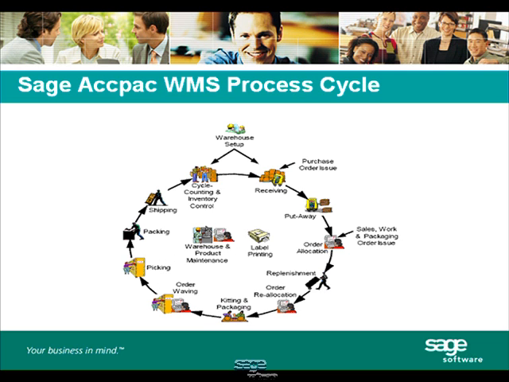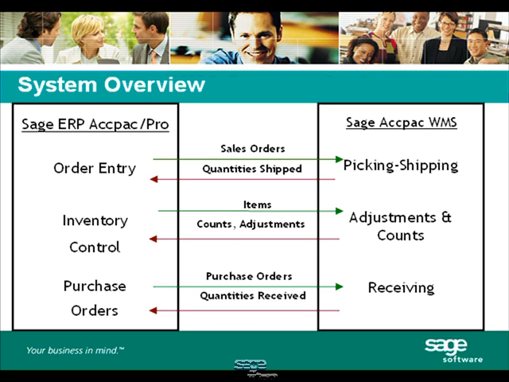Orders created in Sage ACPAC or Sage Pro are received or picked using Sage ACPAC WMS's wireless handheld system. The quantities received or shipped are then uploaded back to Sage ACPAC or Pro ERP. WMS also gets inventory item information from the ERP system and sends back any adjustments from inventory cycle counts.